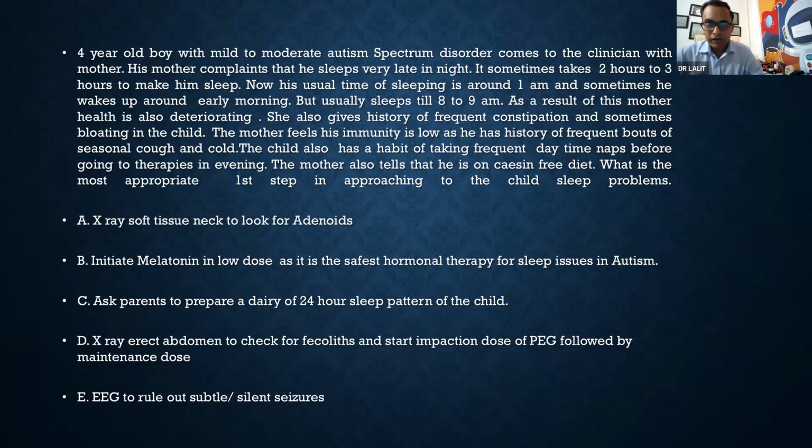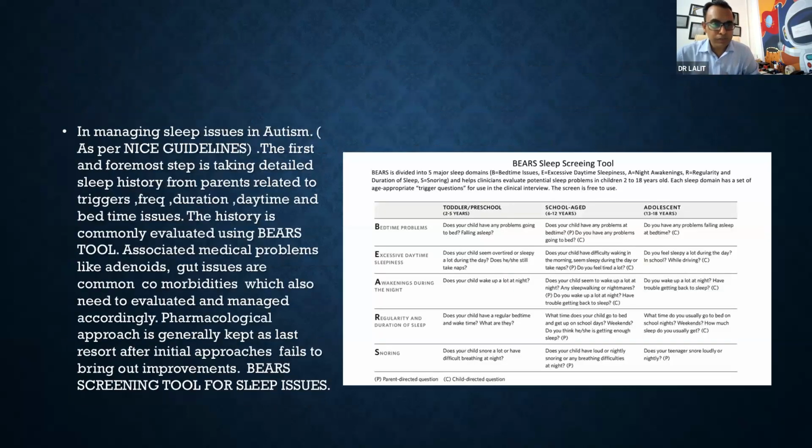So now let's revise the NICE guidelines. As per the NICE guidelines in managing sleep issues in autism, the first and foremost step is taking a detailed sleep history from the parent related to triggers, frequency, duration, daytime and bedtime issues. The history is commonly evaluated using the BEARS tool. This is the BEARS tool. It is parent-centered and also child-centered. If a child is small, you can directly go to the parent.